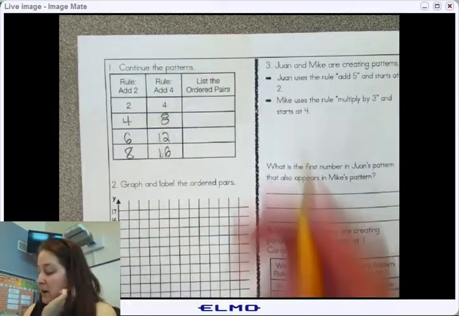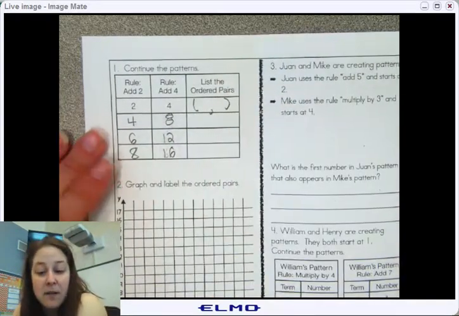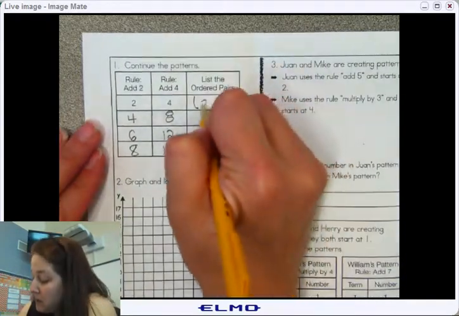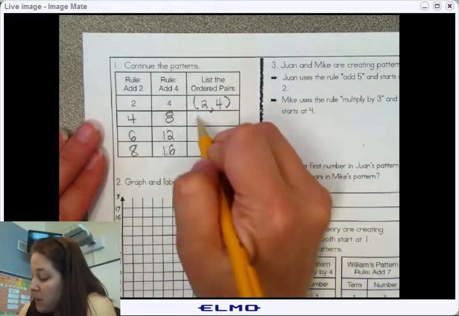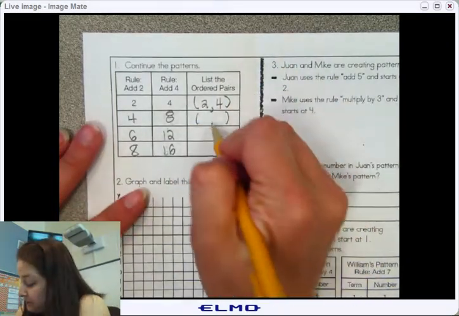And list your ordered pairs over here. It needs to be in parentheses, and it does need to have a comma in the middle. So you do need to write (2, 4). And if you'll take a moment and finish the rest of your coordinate points here.